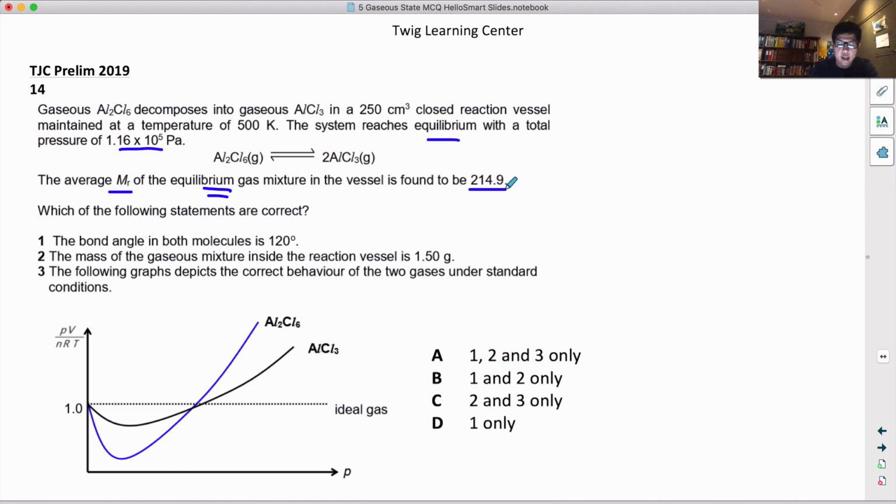So if you try to draw AlCl3, you know that it looks like that. We did this in chemical bonding. So AlCl3 is like this. The shape is trigonal planar, and the bond angle is 120.